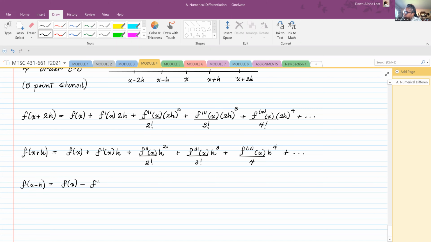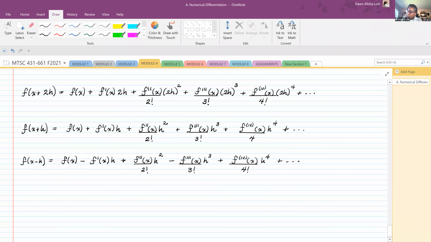That's f at x minus f prime at x times h plus f double prime at x times h squared over 2 factorial, minus f triple prime at x times h cubed over 3 factorial, plus the fourth derivative at x times h to the 4th over 4 factorial, plus dot, dot, dot. Y'all should be good at this by now.